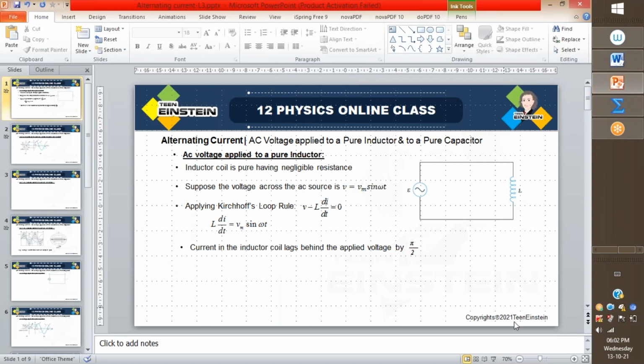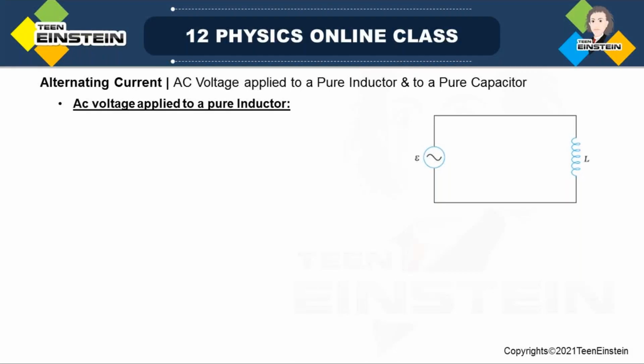So let me come to my presentation. Okay, so you can see this figure. Is the diagram visible to you people? So this is an inductor coil. Okay, so AC voltage applied to an ideal inductor. So this is an ideal inductor. I am saying ideal inductor.